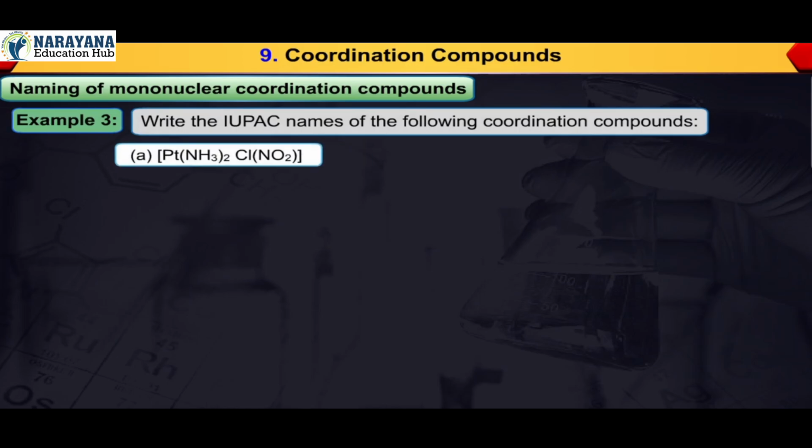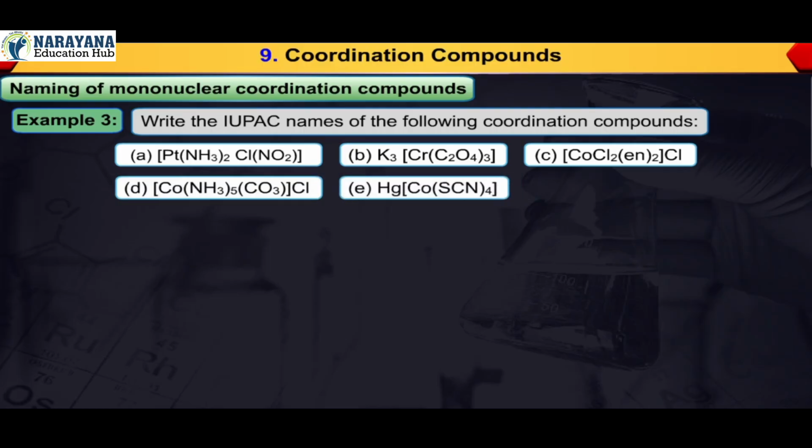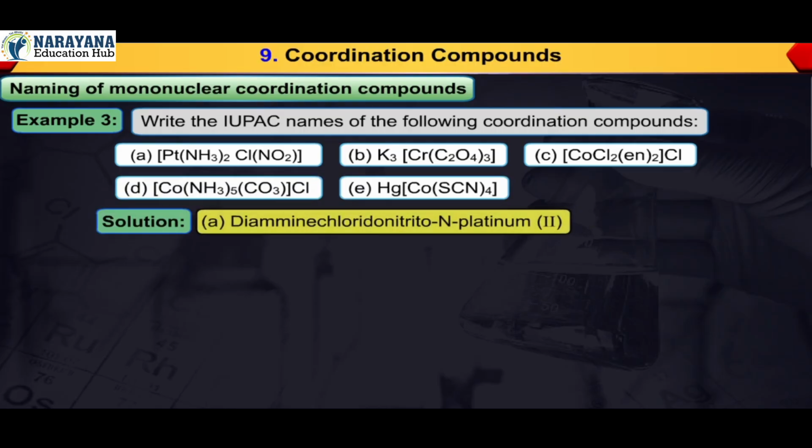A. [Pt(NH3)2Cl(NO2)]. B. K3[Cr(C2O4)3]. C. [CoCl2(en)2]Cl. D. [Co(NH3)5(CO3)]Cl. E. Hg[Co(SCN)4]. Solution: A. Diamminechloridonitrito-N-platinum(II).